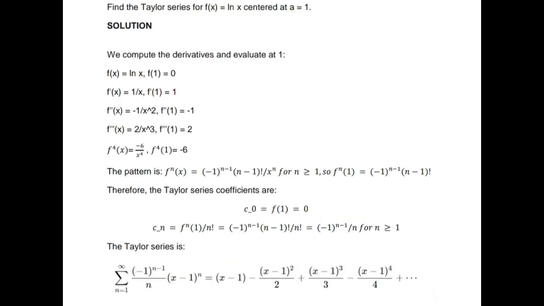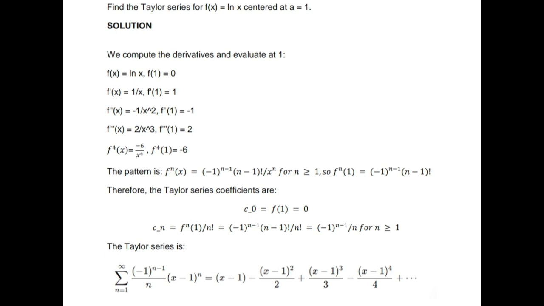We have here another example. Find the Taylor series for f of x is equal to ln x centered at a is equal to 1. So for our solution, we compute the derivatives and evaluate at 1. So f of x is equal to ln x, f of 1 is equal to 0. For our first derivative, we have f prime of x is equal to 1 over x, f of 1 in the first degree is equal to 1.